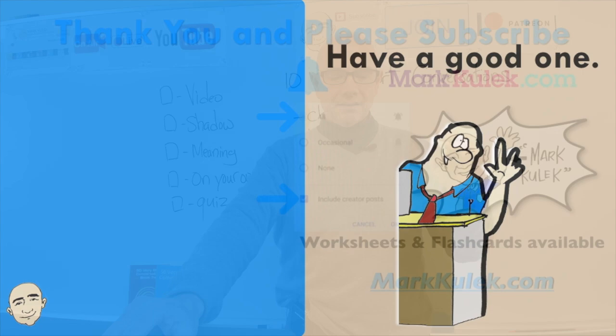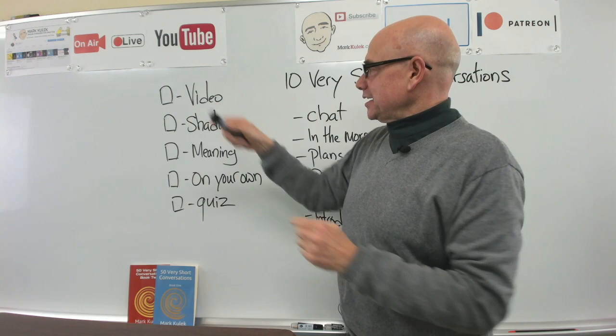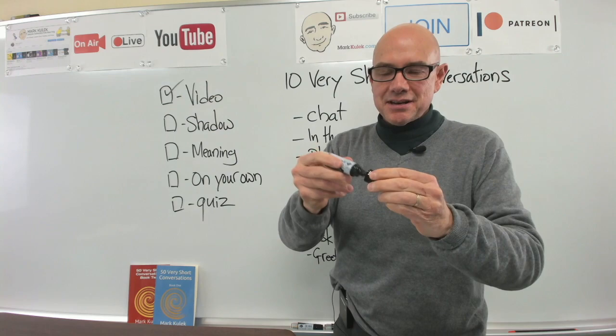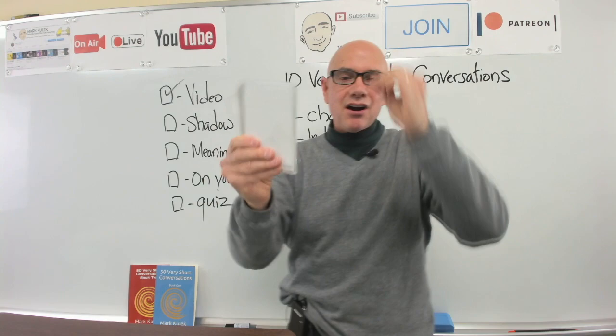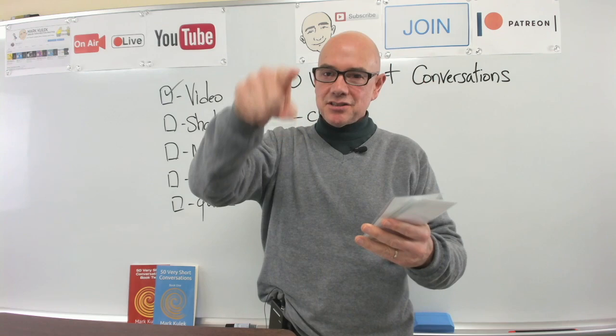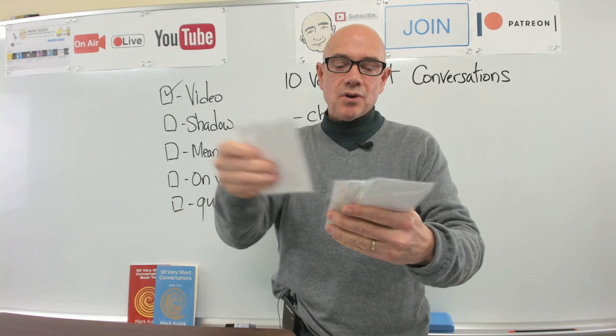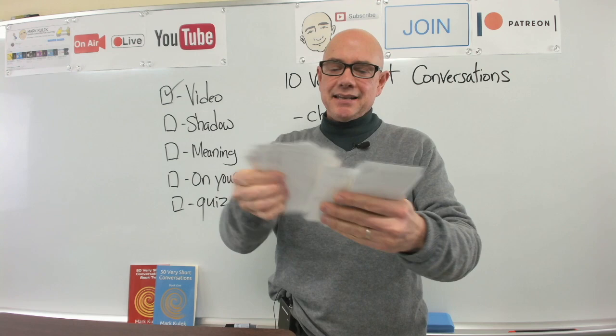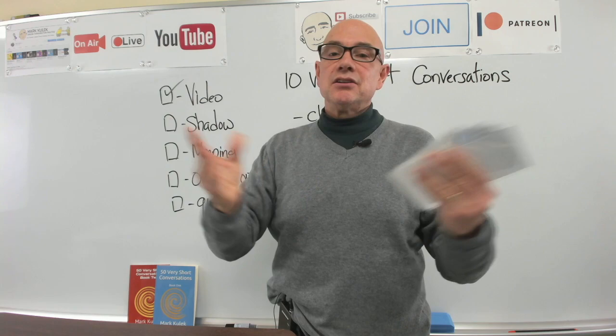Okay, how was the video? Good? Okay, yeah. All right, so you watched the video. Thank you for doing that. So we need to check it off the list here. We did it. Okay, we watched the video. Now it's time to shadow. Yes, and right here I have the cards that are in the video. And there are 10 very short conversations. So that means there should be 20 cards, right? So let's count the cards. 1, 2, 3, 4, 5, 6, 7, 8, 9, 10, 11, 12, 13, 14, 15, 16, 17, 18, 19, 20 cards. All right. So 20 cards means 10 conversations.